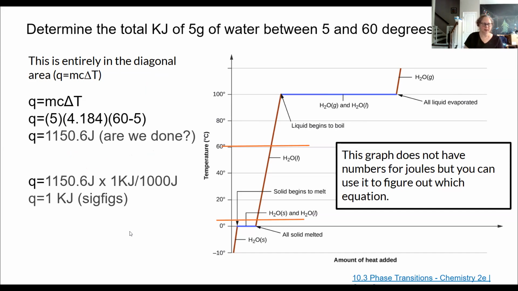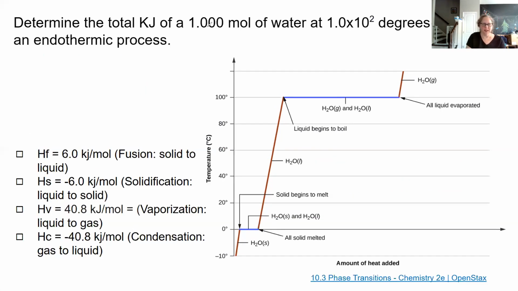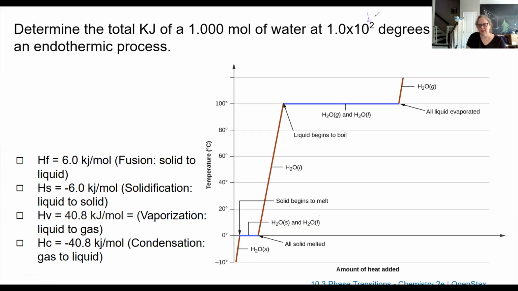All right, this time we're determining the kilojoules of 1 mole of water at 1.0 times 10 to the second degrees C. All right, this is a positive exponent because if they don't list it, it's positive. And the 2 means 2 hops. We're going to be making the number bigger because it's a positive exponent. 2 hops to the right, we're going to make bigger, 100 degrees C. So we're going to be here.